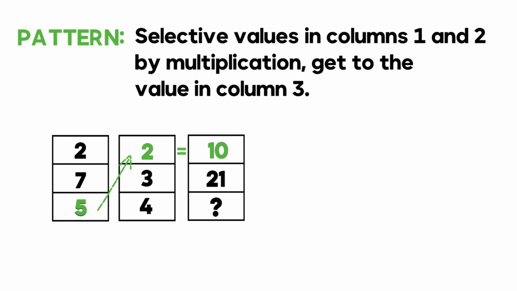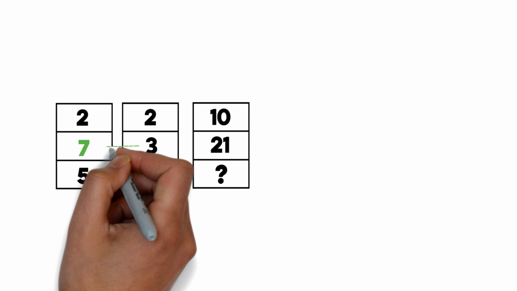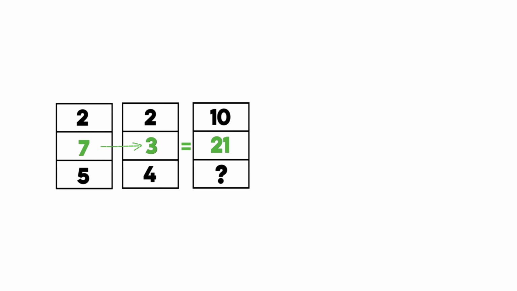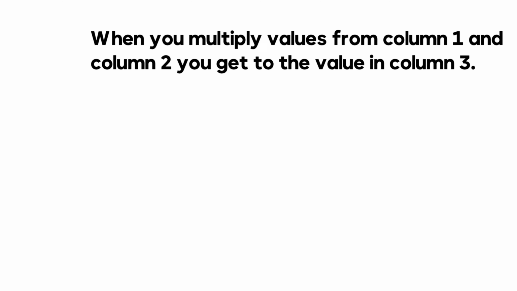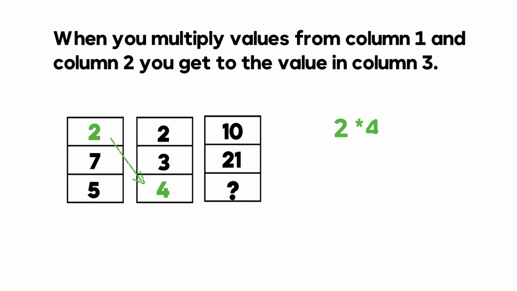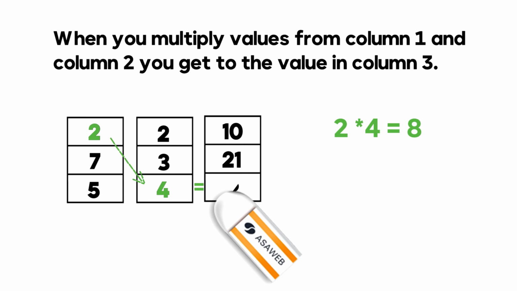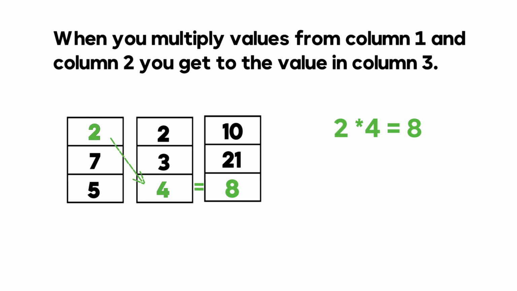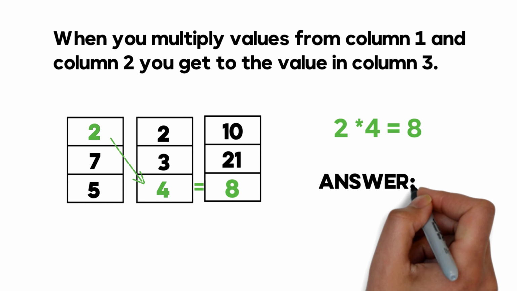If we multiply 5 by 2, we get the value of 10. The second set of values is represented by the middle row. 7 multiplied by 3 equals 21. So the missing value here can be calculated by multiplying 2 by 4, and the end result would be equal to 8. So the correct answer to this problem is choice A, 8.